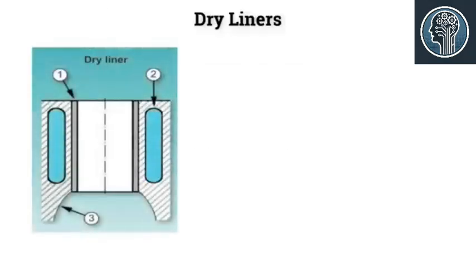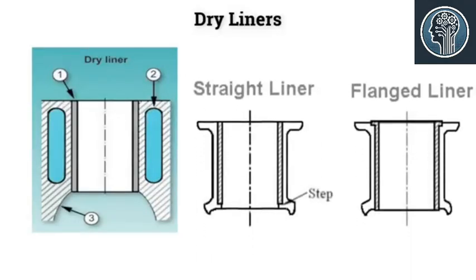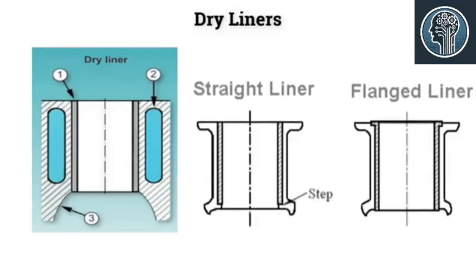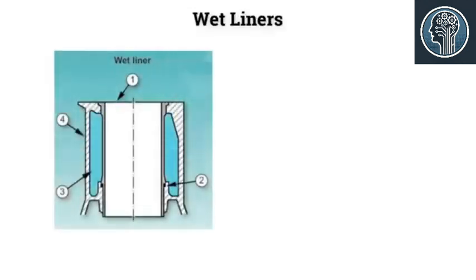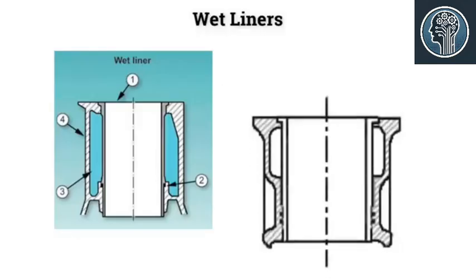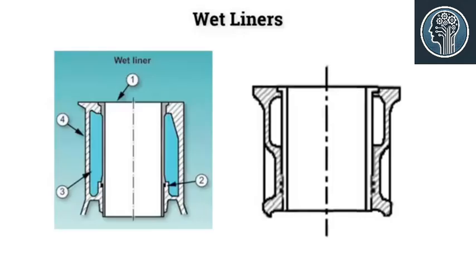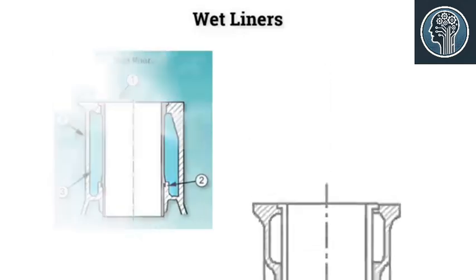Dry liner is made in the shape of a barrel with a flange at the top, which keeps it in position. The entire outer surface bears against the cylinder block casting, and hence, these are machined accurately at both outer and inner faces. Wet liners will be in direct contact with the cooling water at their outer face. Because of this, these liners need not be machined very accurately at the outer surface. However, they have to be machined accurately at the inner surface.